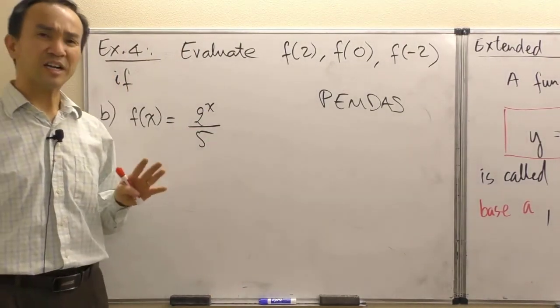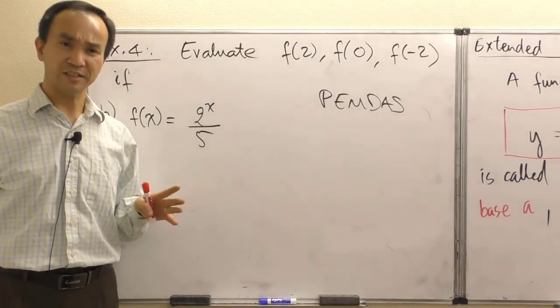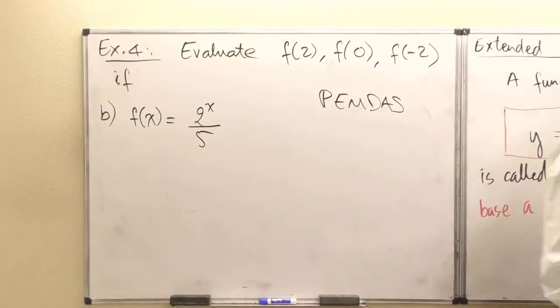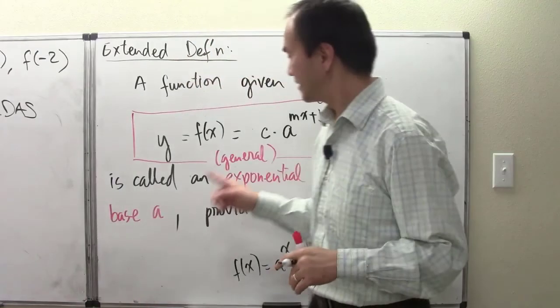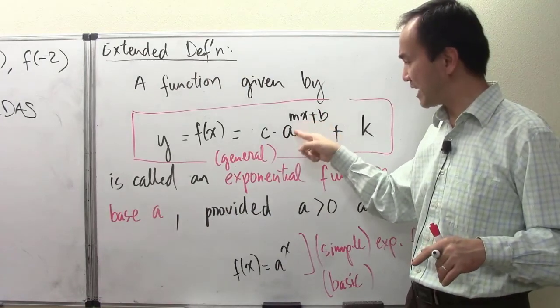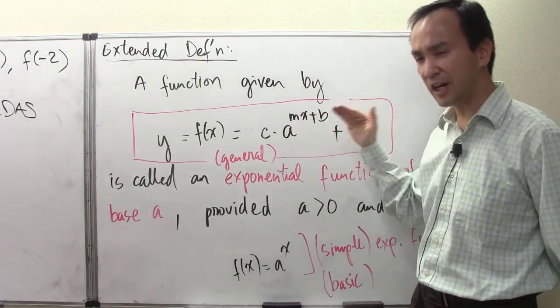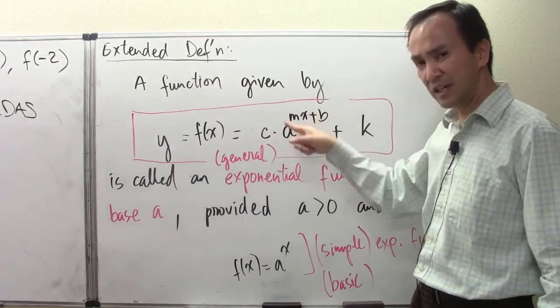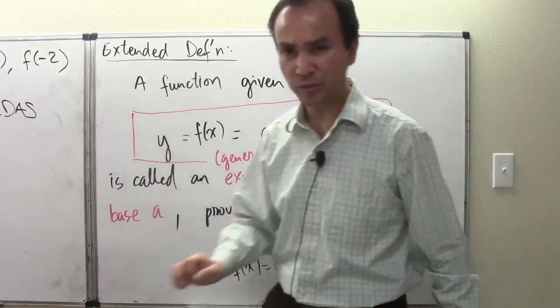At first sight, it's hard to recognize this as one function in that class. In this class of c times the exponential a to the mx plus b, plus c right here, it's hard to recognize that our function 2 to the x over 5 is in this family. But now let me do some algebra work right here.